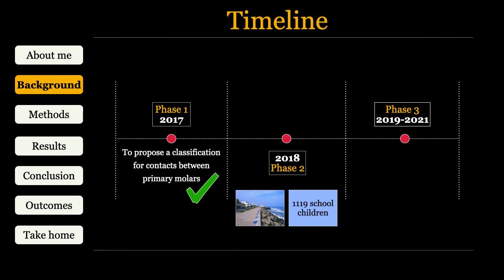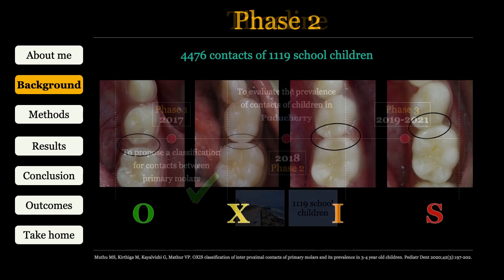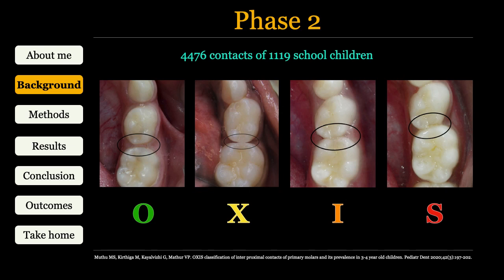After successfully completing phase 1, we went on to phase 2, where we wanted to evaluate the prevalence of the OXIS contacts in children in a population of Puducherry. For this, we chose 1,119 school children who were completely caries free. So the total number of contacts we examined were 4,476 contacts of 1,119 school children.